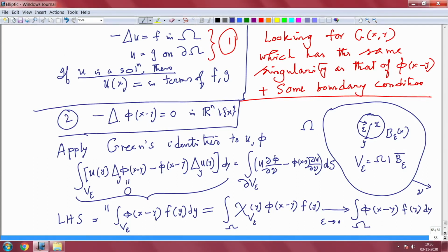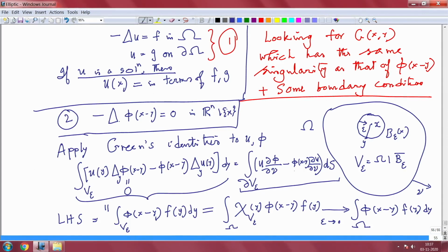Okay. So, the left hand side is taken care of. Now, look at the right hand side. The right hand side is the integral over the boundary of V epsilon. V epsilon has two boundaries, one is the boundary of omega, one is the boundary of B epsilon. What you have to do is make sure that your normal derivative is this one.